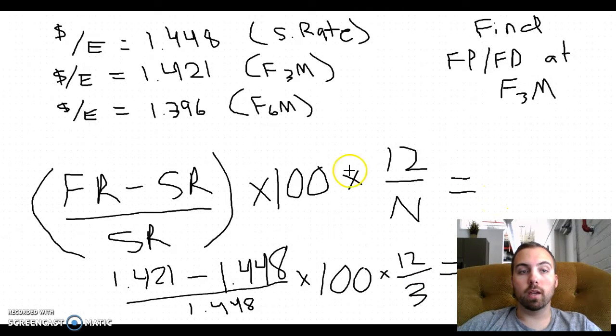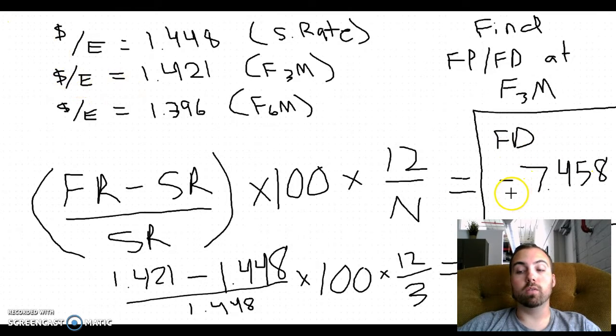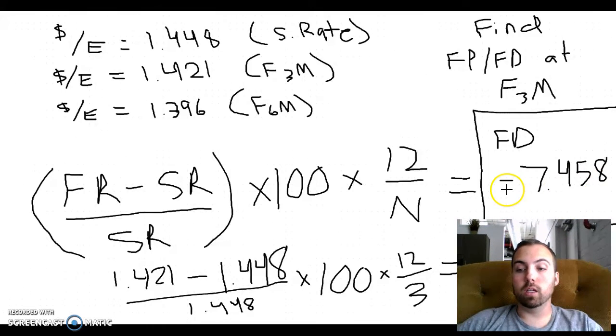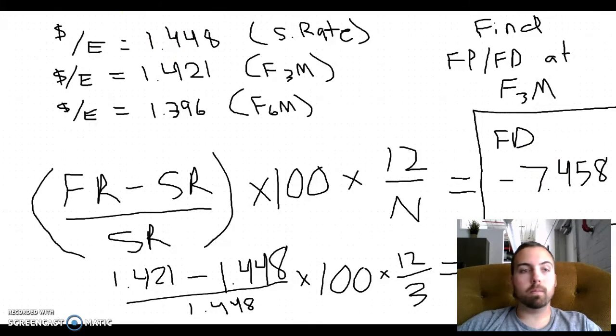And once we have all that, we come to a conclusion of a forward discount of negative 7.458. And we know it's a forward discount because this ended up negative. So if it's a negative value, it's always going to be a forward discount. If it's a positive value, it's always going to be a forward premium. So that concludes how to calculate a forward rate. And you can plug this in with any of the values.